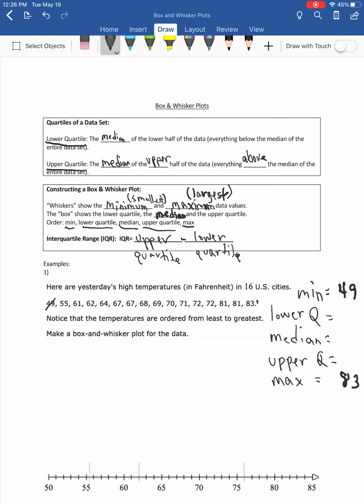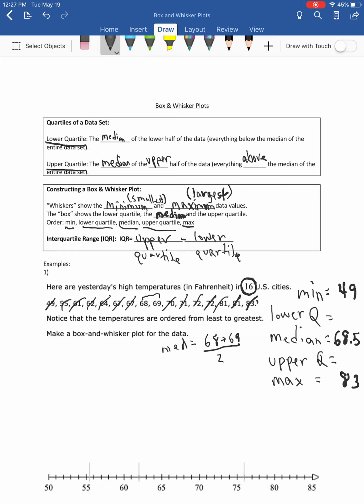So I like to do it crossing off numbers. You may do it a different way, that's fine. Okay, since we have an even number of cities, we have two values in the middle, 68 and 69. So to get the median, we're going to go 68 plus 69 divided by 2, which is 68.5.